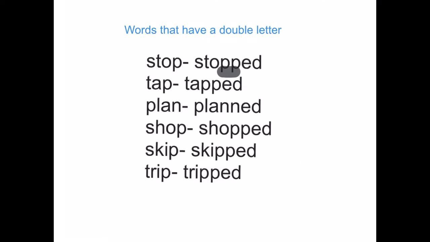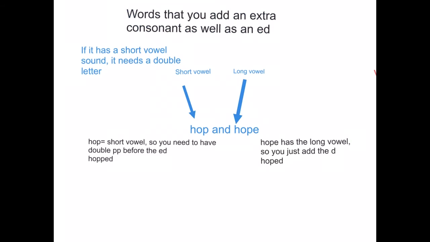Skip becomes skipped with a double P, and trip becomes tripped with a double P as well. So how do we know when to use them and when to not use them? Well, firstly, once you actually do learn how to write it this way, you'll realize it doesn't actually look right when you only use one of the letters. Let's have a look.